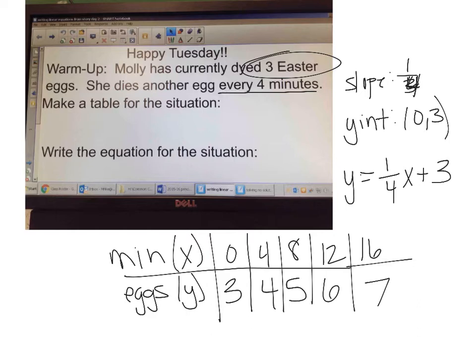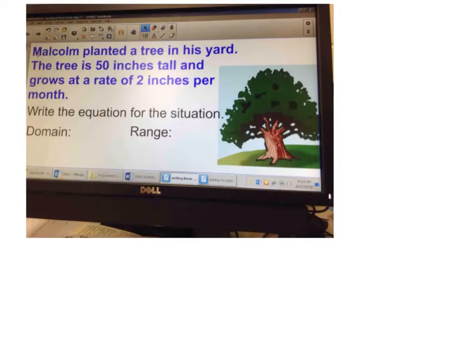Alrighty, so what we're going to do today is we are going to practice writing these equations from stories and identifying the domain and range. So I want you to pause the video, read this question, write the equation, and then identify the domain and range. Okay, so let's start with the equation first. All right, so let's see.